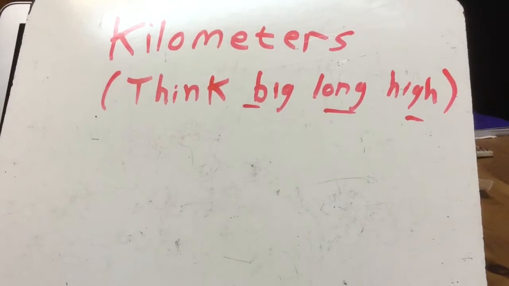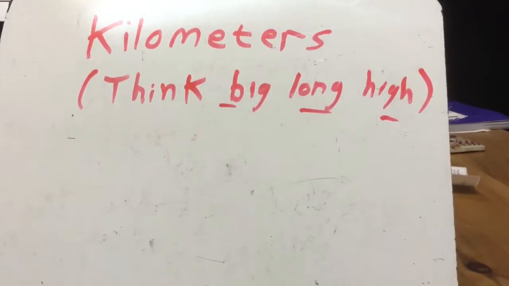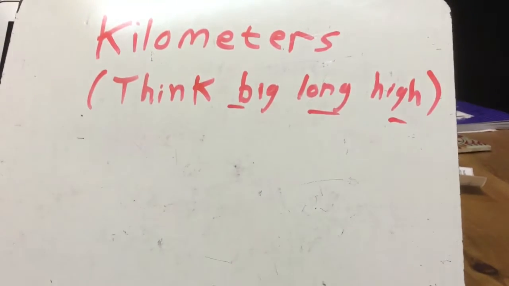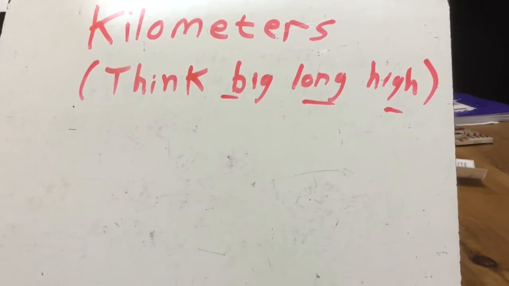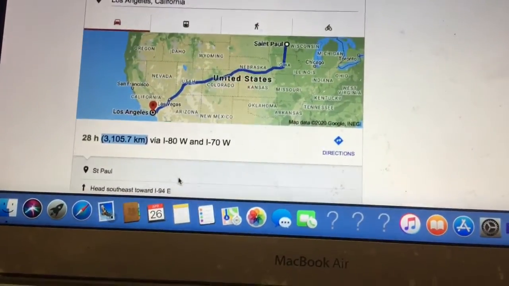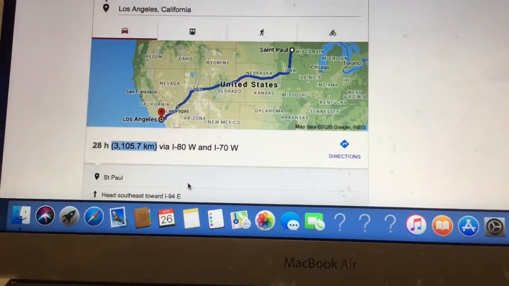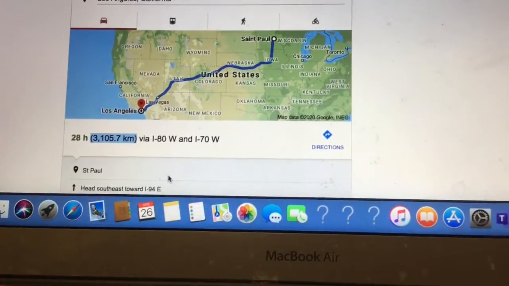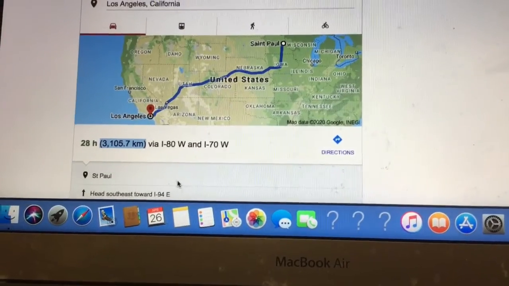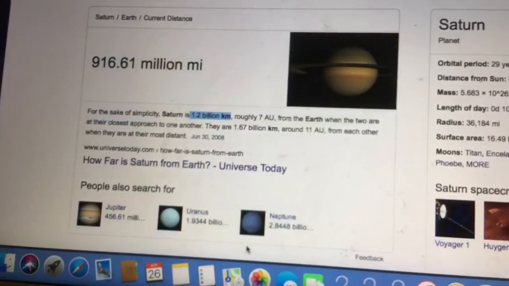Meters. The next and last unit, the biggest unit we're going to use, is kilometers. Think big, long, and high, what you would measure in this unit, okay? This would be like miles, which would be a good English standard comparison probably. All right, let's look at a few things that we would measure in kilometers. Suppose we were going from St. Paul to Los Angeles in a car. How many kilometers would that be? A lot. 3,105.7 kilometers. There it is. Kilometers is for large distances.